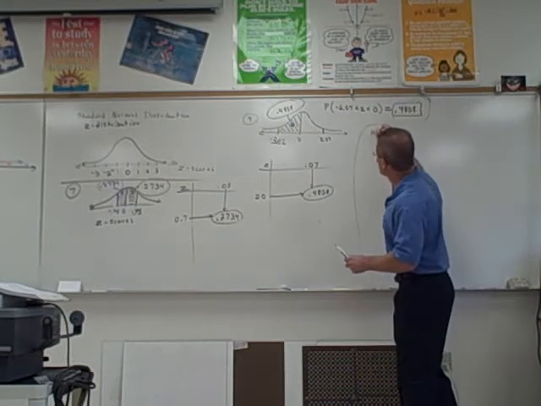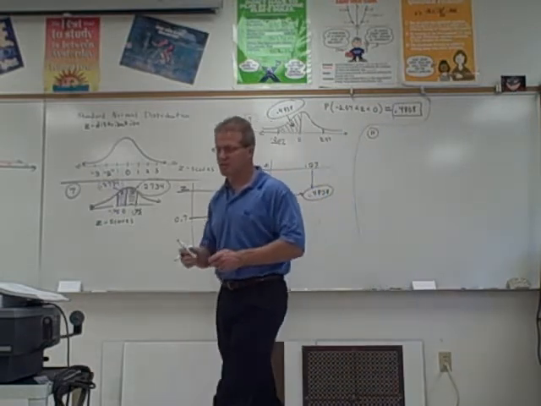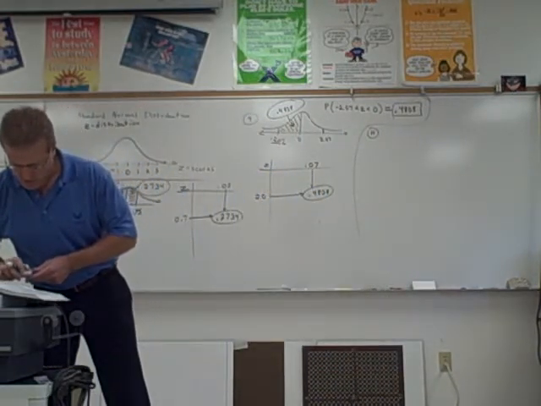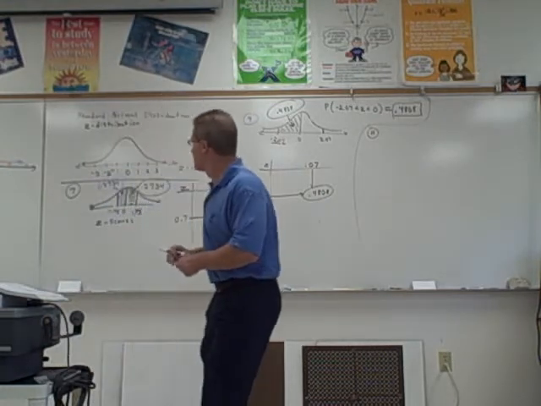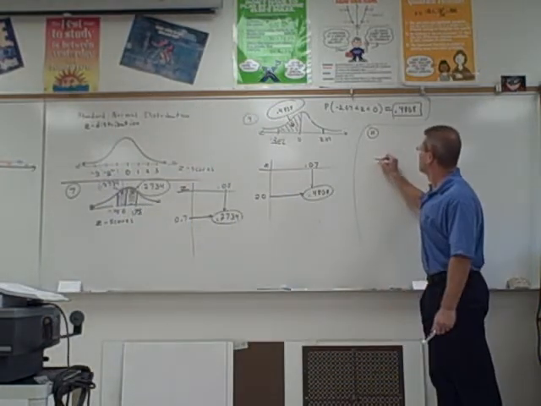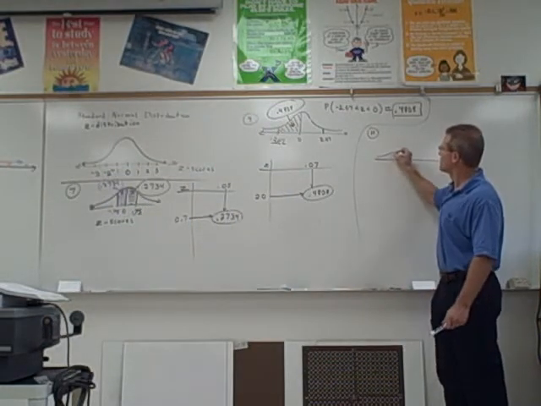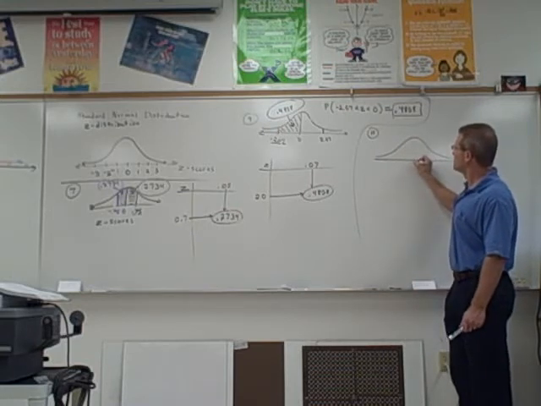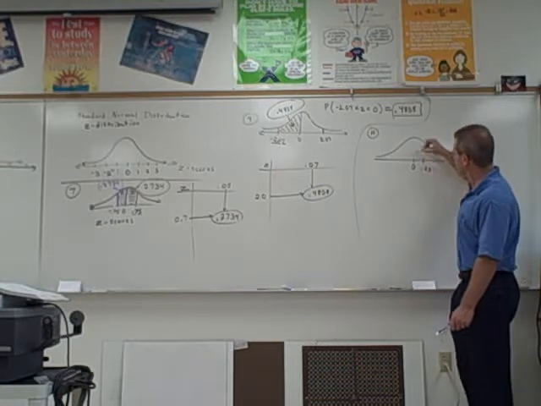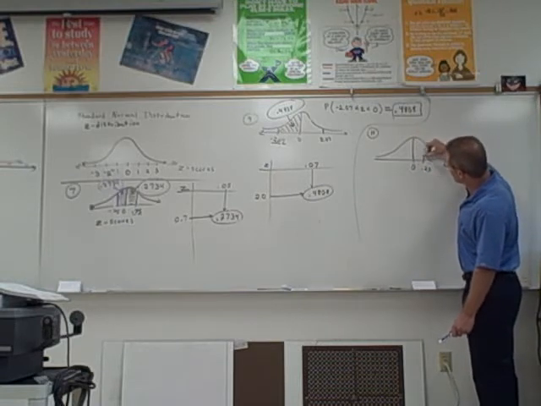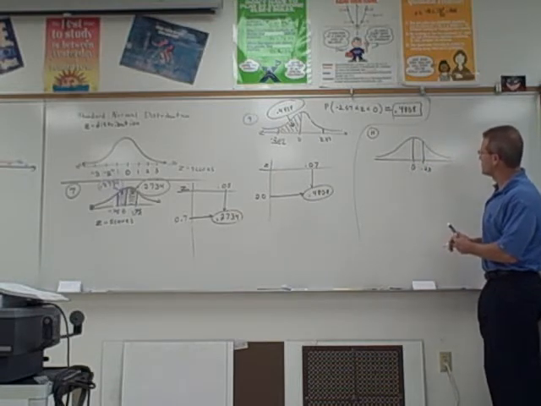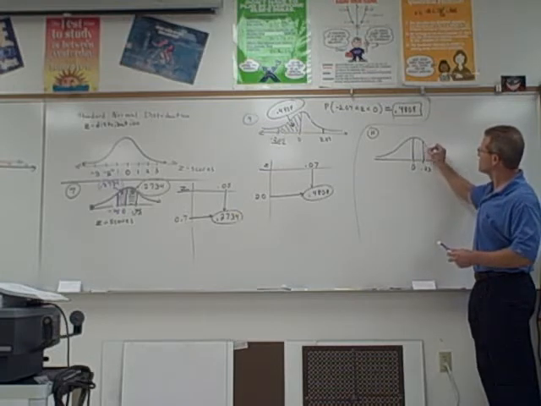Let's go to number 11. They keep throwing a little bit of a curveball at you each time here. Number 11, to the right of 0.23. So I'm going to draw in my curve again. Here's 0. 0.23 would be pretty close to that, to the right of it. So the area I'm trying to find is this area over here.